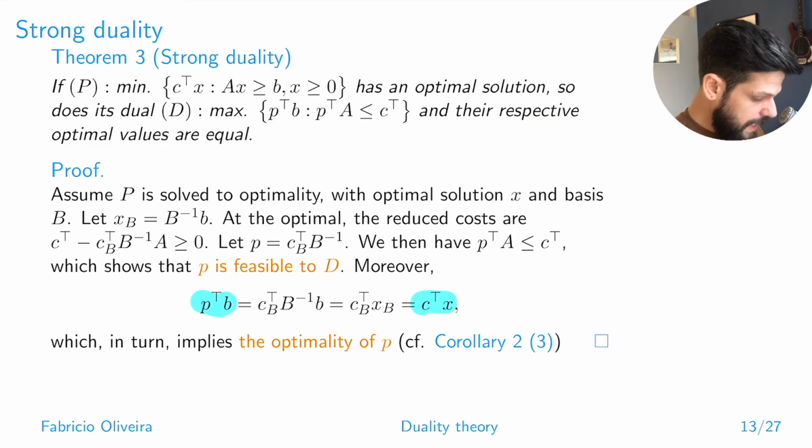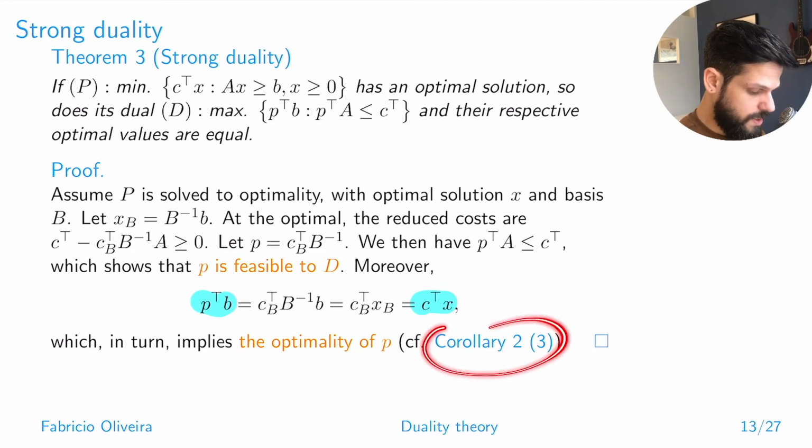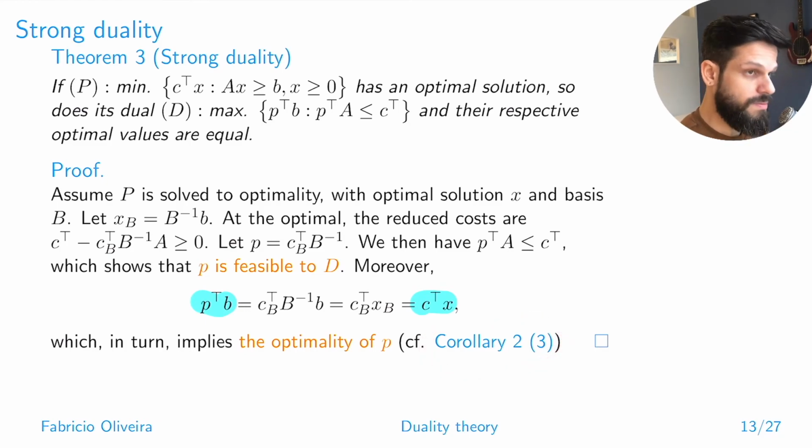So the last thing is to show that there's nothing else to show, because now what we can do is to pull the corollary we just proved. Saying corollary is really hard. Corollary. Anyway, because we just proved that these things match, we can use corollary 2.3 and get the result that tells us that X and p are optimal to their own problems, which proves what we wanted to prove in strong duality. So we're done.